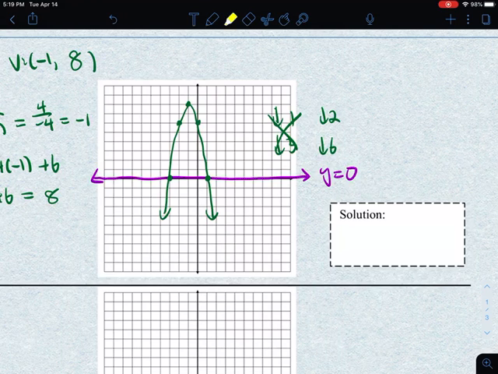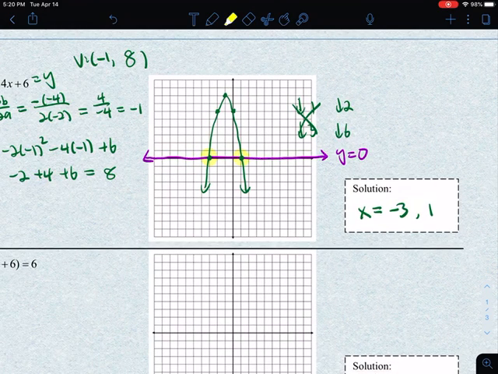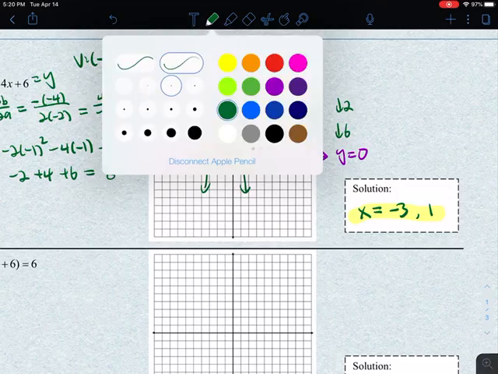Okay, so there's step 1. Step 2, look for my intersection points. There we go. And then once again, for my final answer, I just care about the x values. So that looks like x equals -3 and x equals +1. Okay, so there we go.